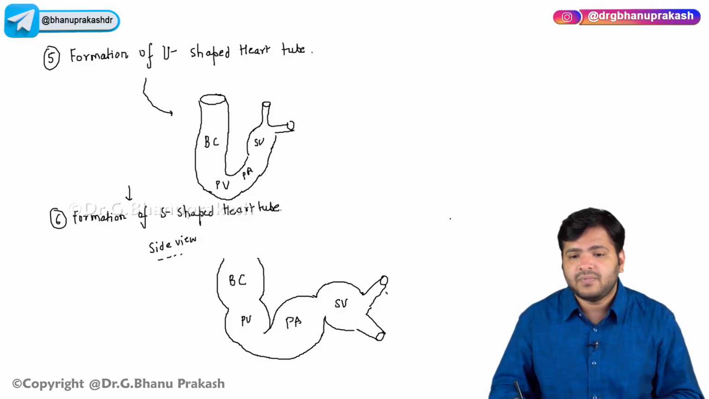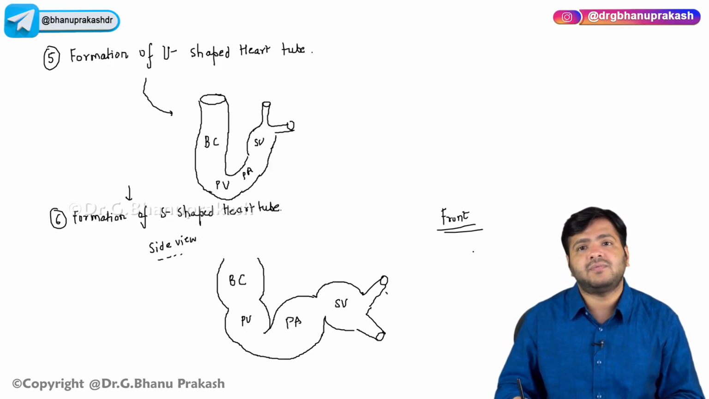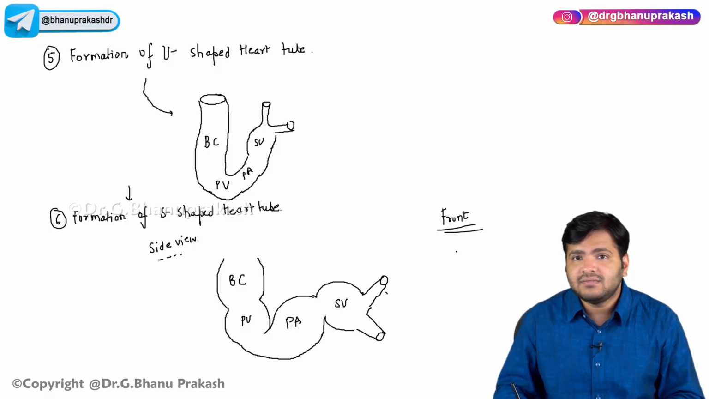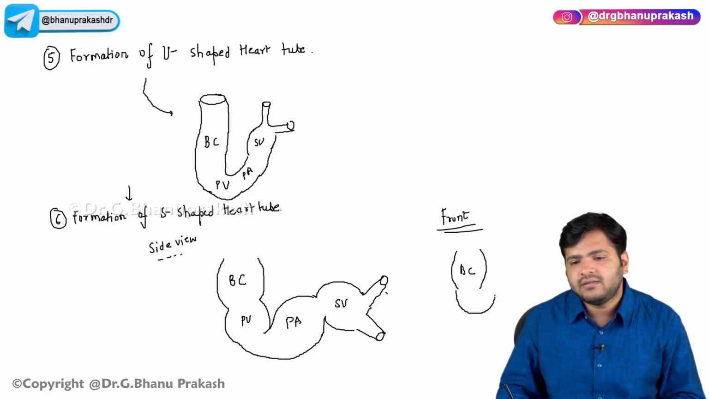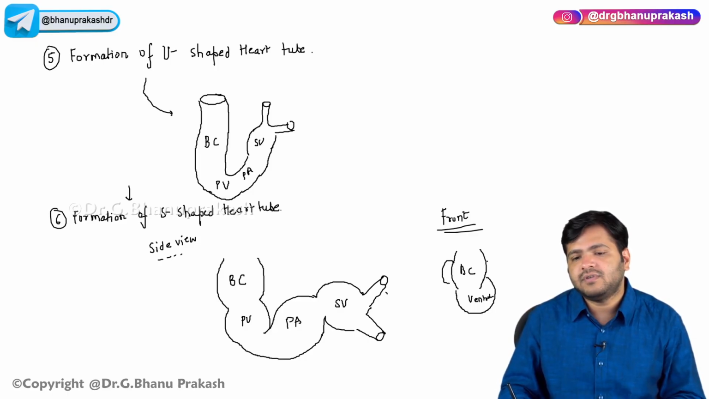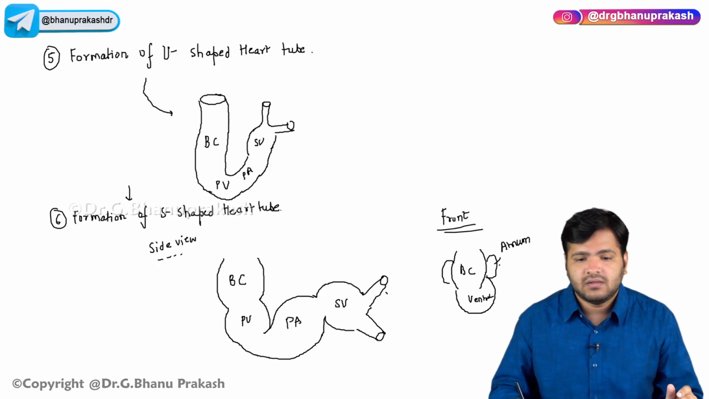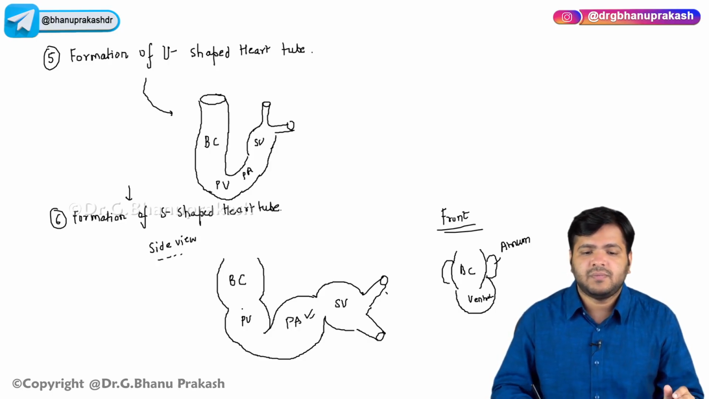If we see from the front view, what will I get? I will only get this bulbus cordis, and I will be able to see these ventricles. And at the sides, just behind, we have this atrium, the primitive atrium, and the primitive ventricle.